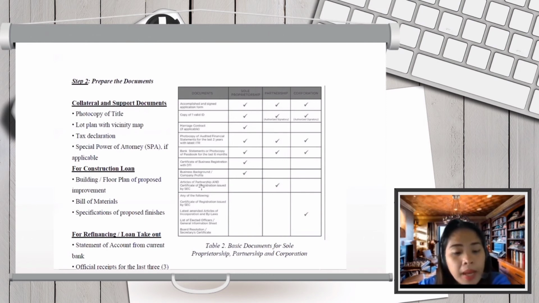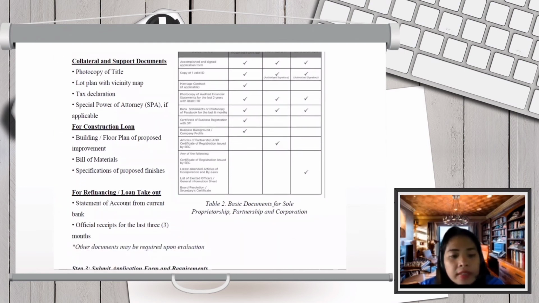Pero sa partnership, dapat merong articles of partnership and certificate of registration issued by the SEC or Securities and Exchange Commission. So dapat i-register po siya sa Securities and Exchange Commission. So ngayon, marami ng mga small businesses, sole proprietorship. Iisa lang ang may-ari, kaya nga sole. So dapat po meron kayong certificate of business registration with DTI. Okay? Dapat na meron. Okay?